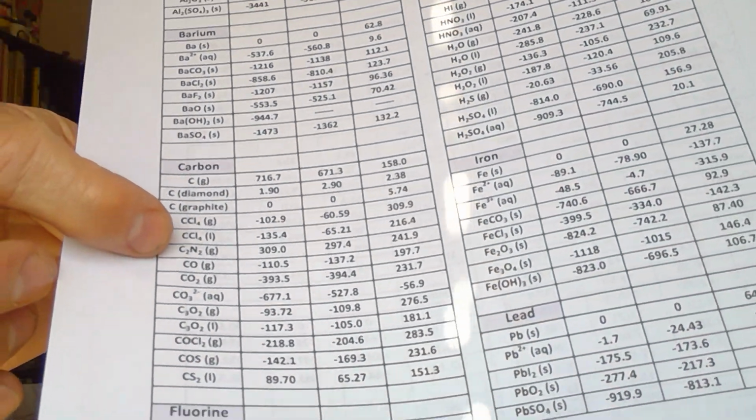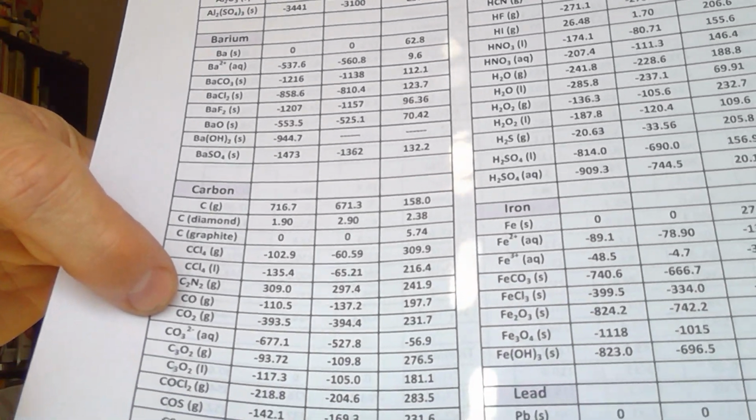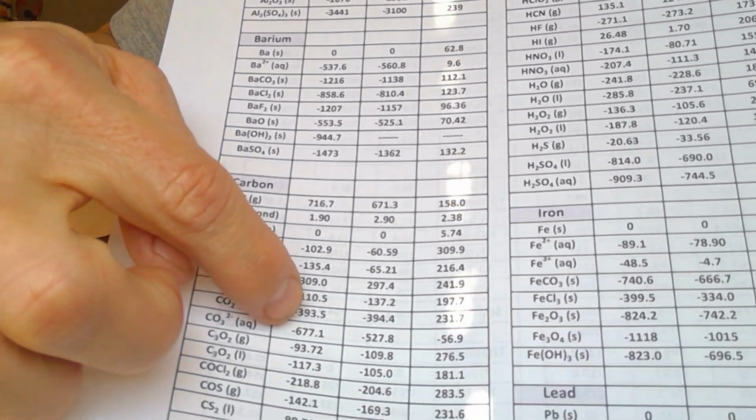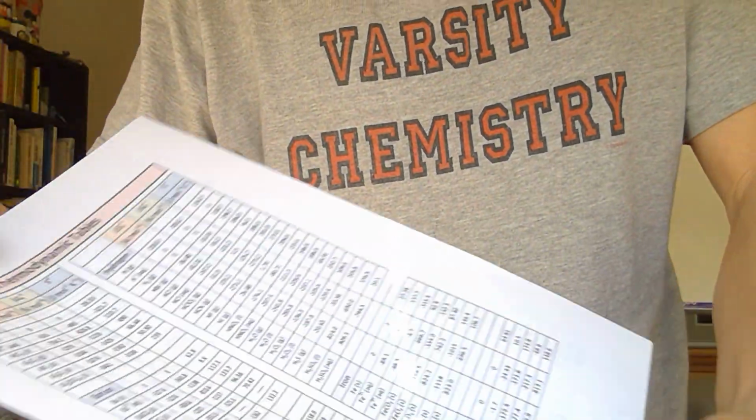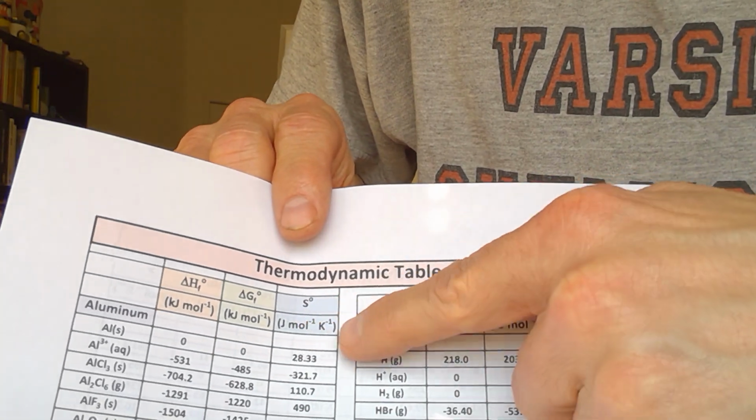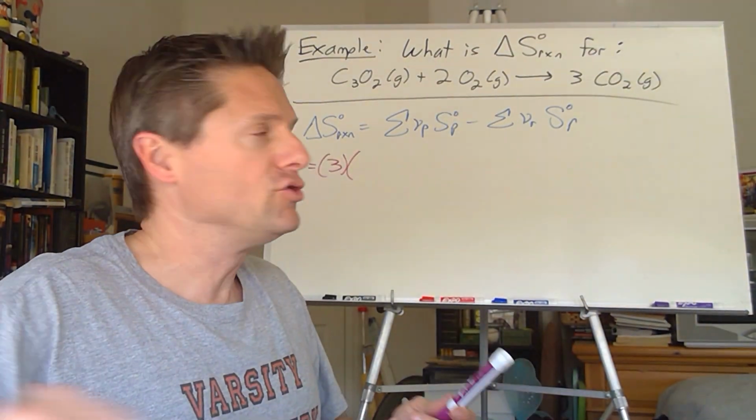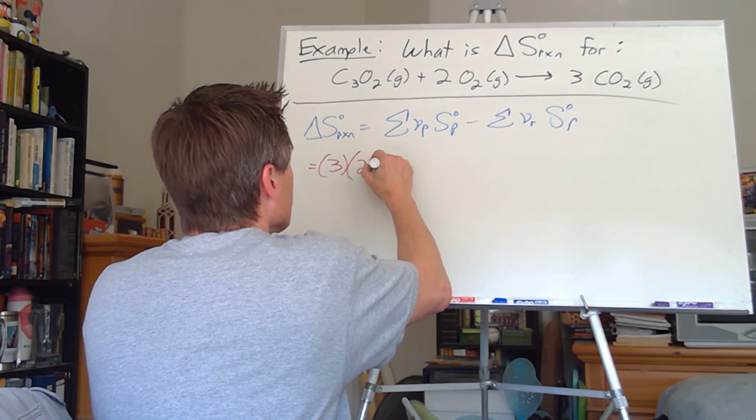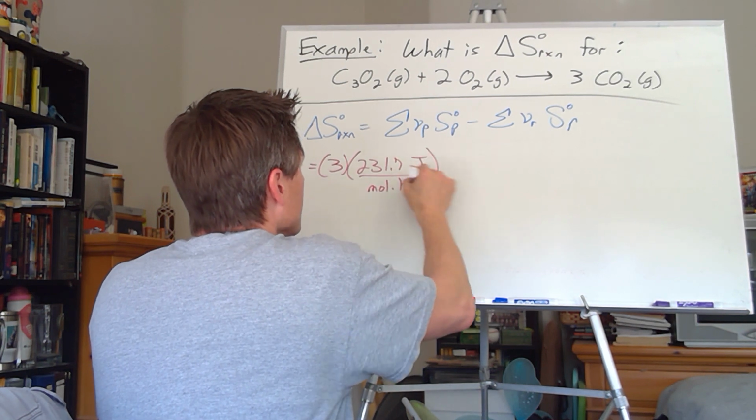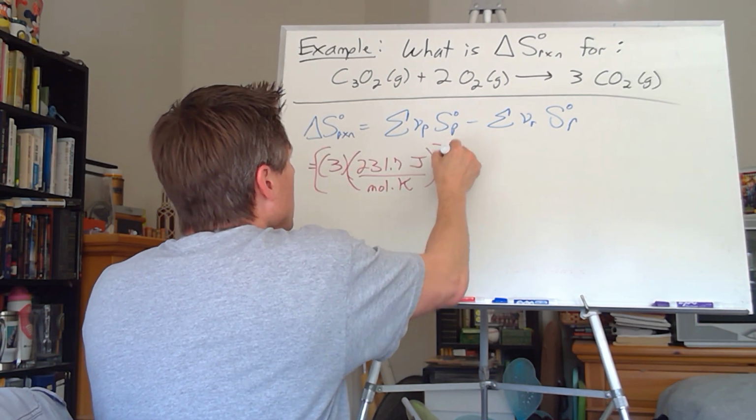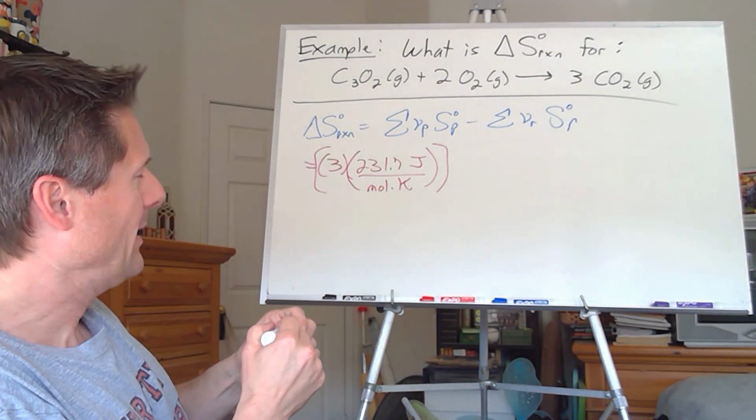Carbon dioxide, I can't see very well. Looks like CO2 gas is right there. See that? CO2 gas. Going to the last column, 231.7. And look at the units, joules per mole Kelvin. So 231.7 joules per mole Kelvin. That will be our first term. And we only got one product, so we only have that one term.